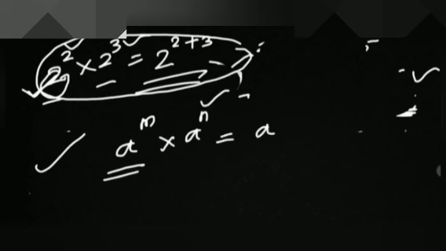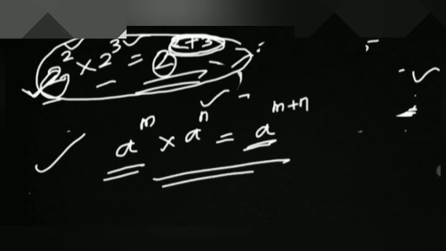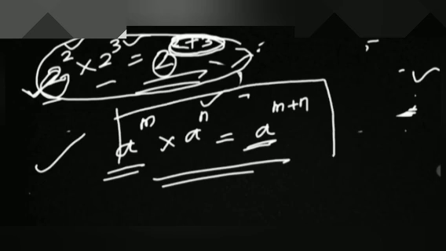A raised to m into a raised to n is equal to 2 raised to, instead of 2 we can write a, a raised to what? Instead of 2 plus 3, what can be written? Yes, m plus n. A raised to m plus n. This is the very important product rule of exponents.